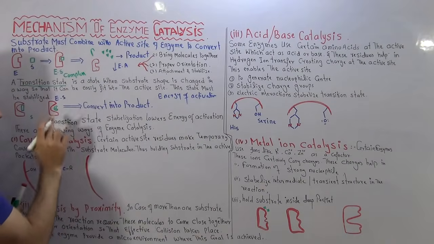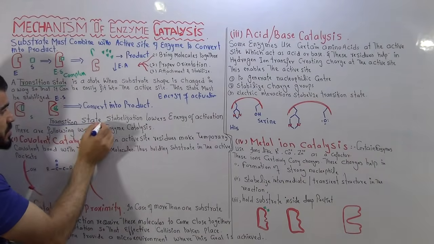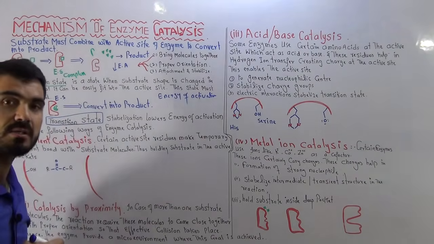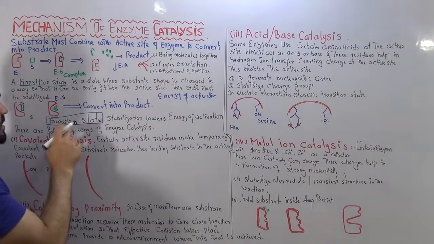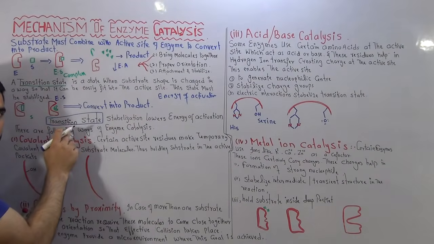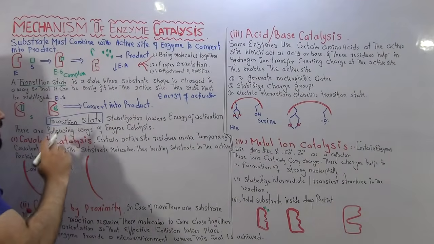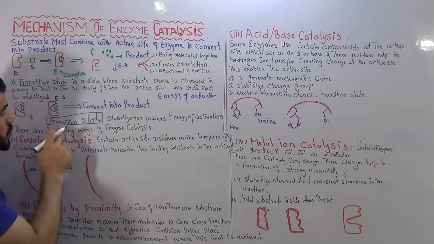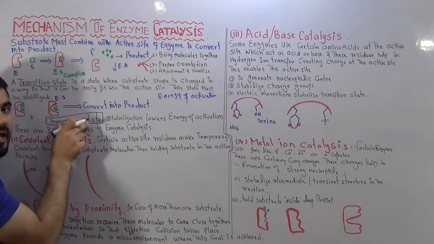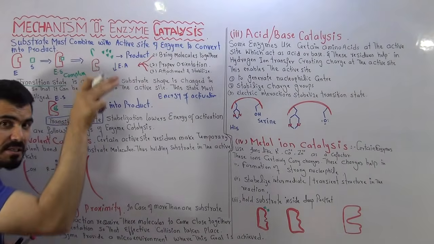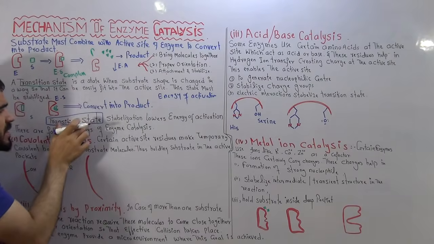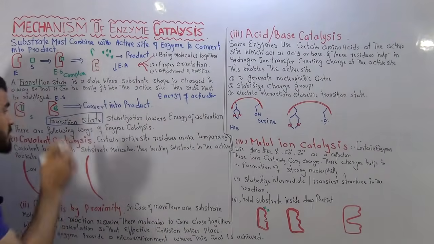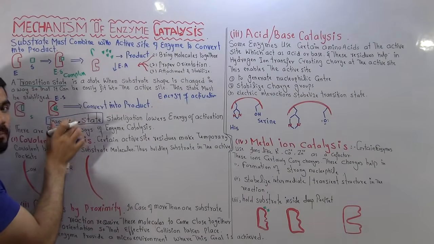Yes, it is a complex, but this is called the transition state. This is called what? Transition state. This transition state increases the energy level a little bit. So this transition state helps in decreasing the energy of activation. This transition state helps speed up the rate of reaction. This is very, very important.